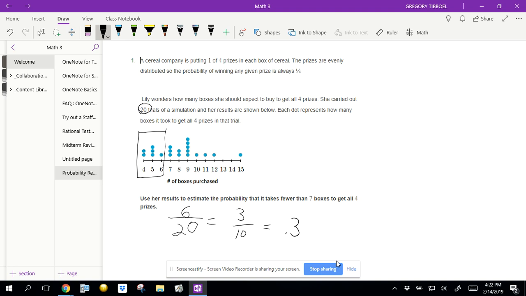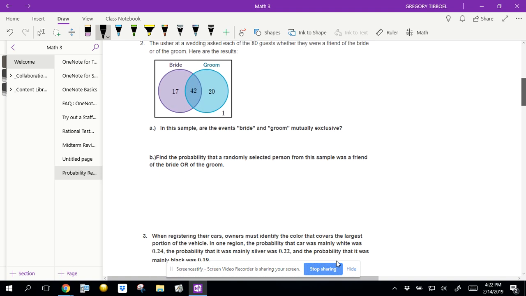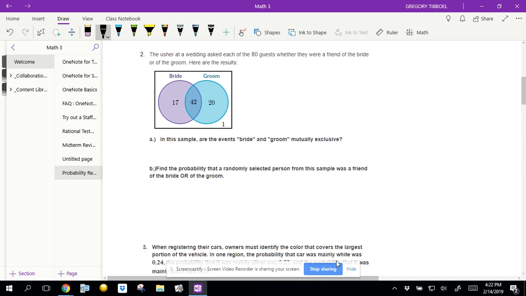All right. So that's the gist of kind of what we are doing. Number 2, usher, and we got brides and grooms, and we got 80 guests. So I'm going to circle 80 guests. And we have 17 are bride only.